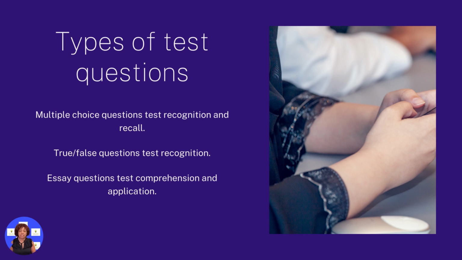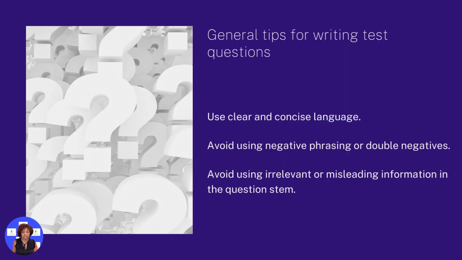What are the types of test questions? On page 478, this is where, in Billings and Halstead, it begins to talk a little bit about the details regarding each type of question and the benefits, the pros and the cons, because each type of question has them. We have multiple choice questions, which specifically test recognition and recall. True false questions test recognition. And then our essay questions are the ones that really dig deep into the evaluation of comprehension and application.